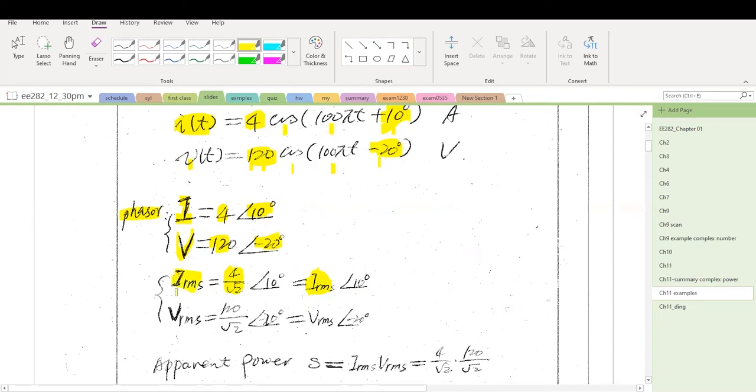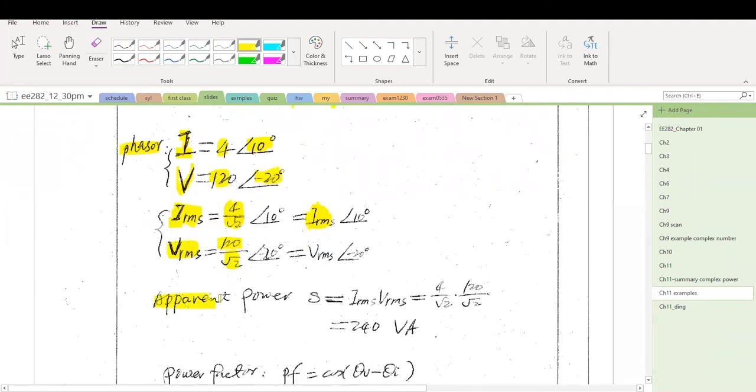You can see the handwriting here. I try to bold this symbol, and this is capitalized but not bolded. The same thing goes for V_RMS. We take the magnitude of the sinusoid divided by square root 2.